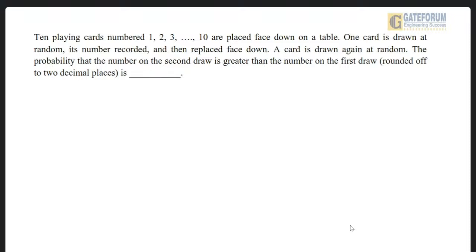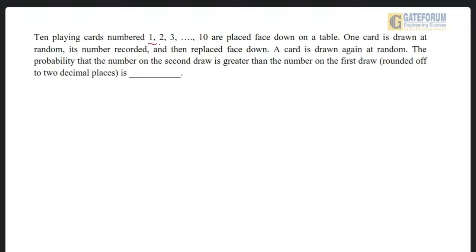The question is: 10 playing cards numbered 1, 2, 3, and so on to 10 are placed face down on a table. One card is drawn at random, its number recorded, and then replaced face down. A card is drawn again at random. The probability that the number on the second draw is greater than the number on the first draw, rounded off to 2 decimal places, is. This is from engineering mathematics, from the topic probability and statistics, and the subtopic is conditional events, independent events, etc.